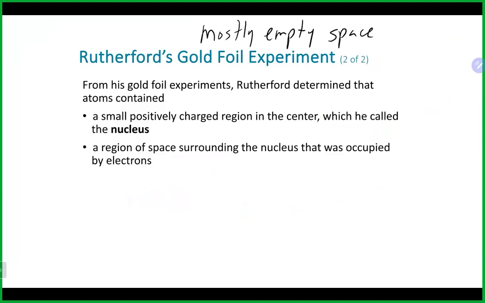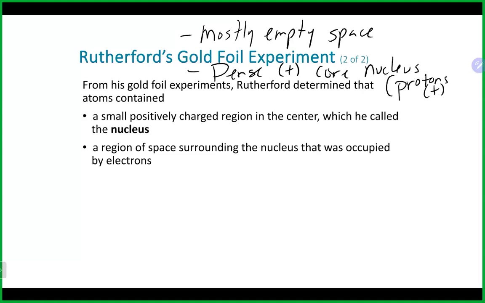It also must contain a pretty dense positive core that they call the nucleus. So it has a dense positive core known as a nucleus. And in that nucleus, it was later found to contain protons, which are positively charged. And later on, like in the 1930s, 1932, for example, it was found to also contain neutrons, which have no charge.